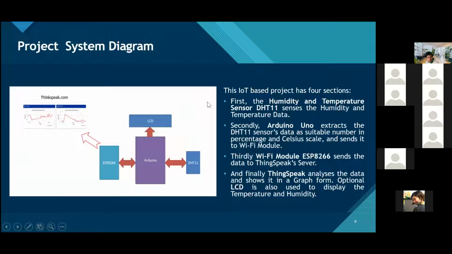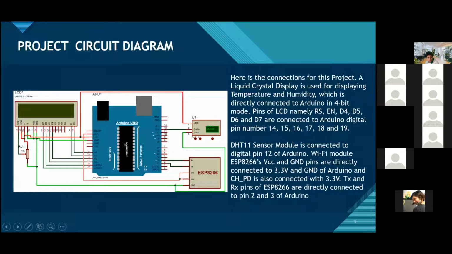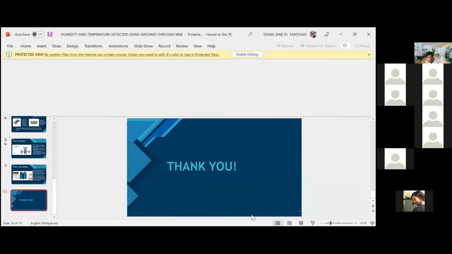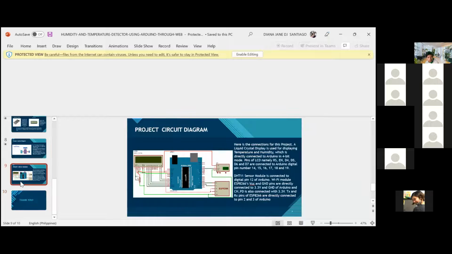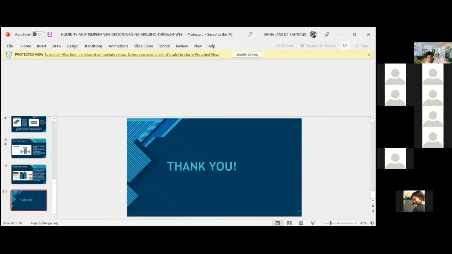So this is the system diagram. First, the humidity and temperature sensor senses the humidity and temperature data. Secondly, Arduino Uno extracts the DHT11 sensor's data in suitable numbers in percentage and Celsius scale and sends it to the Wi-Fi module. Thirdly, the Wi-Fi module sends the data to the ThingSpeak server. And finally, ThingSpeak analyzes the data and shows it in graph form. An optional LCD is also used to display the temperature and humidity. This is the circuit diagram, and that's all. The current status of our project is that since we already have the diagrams, we are on the assembling stage, sir.